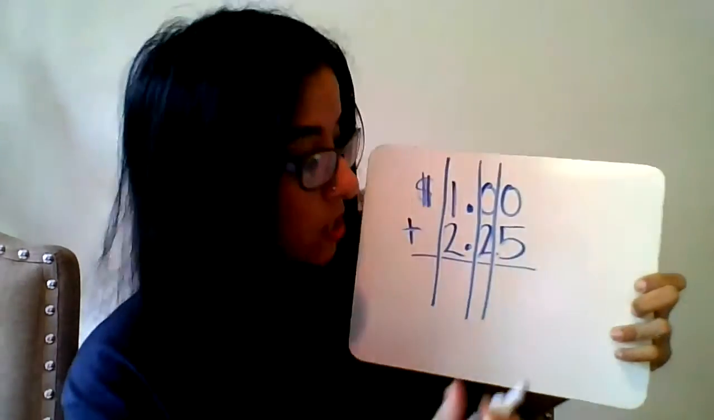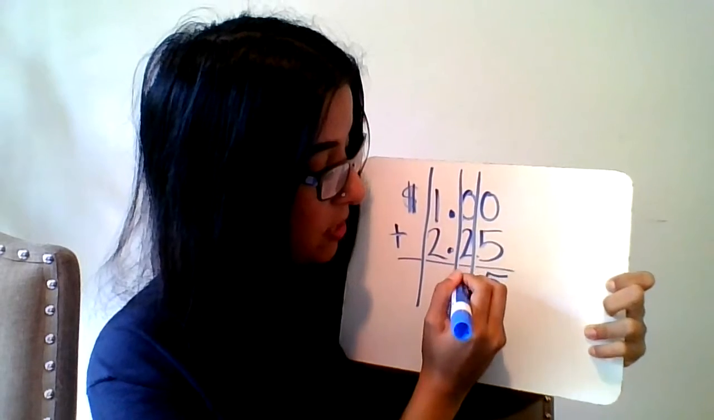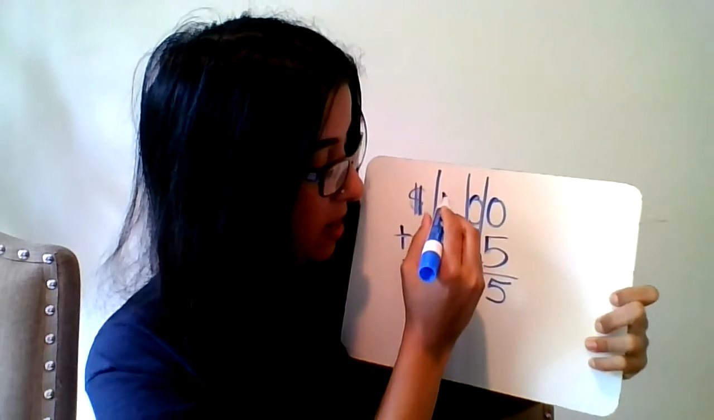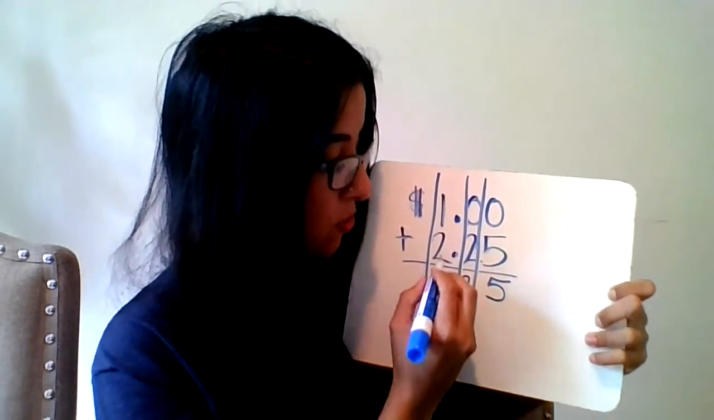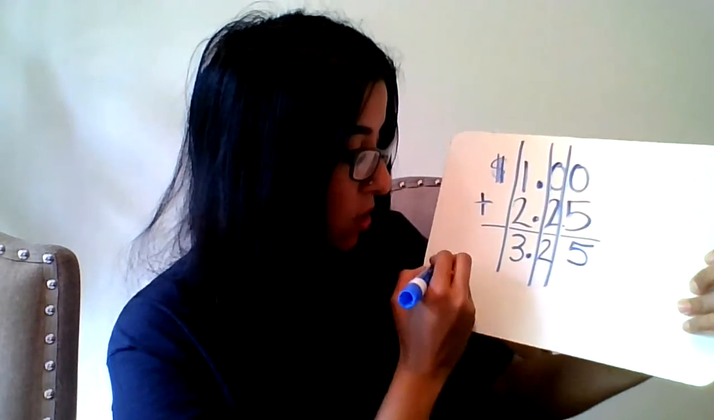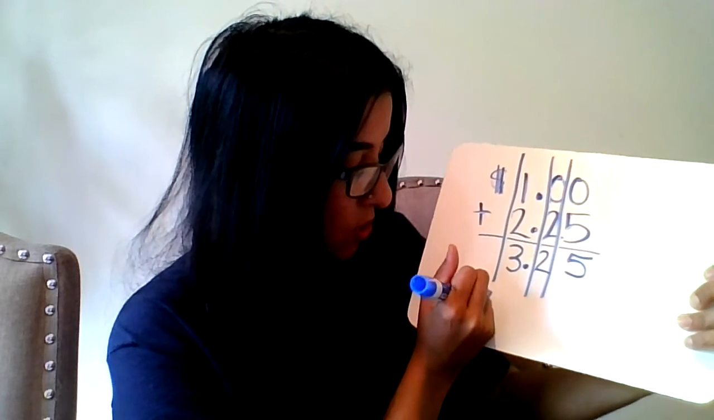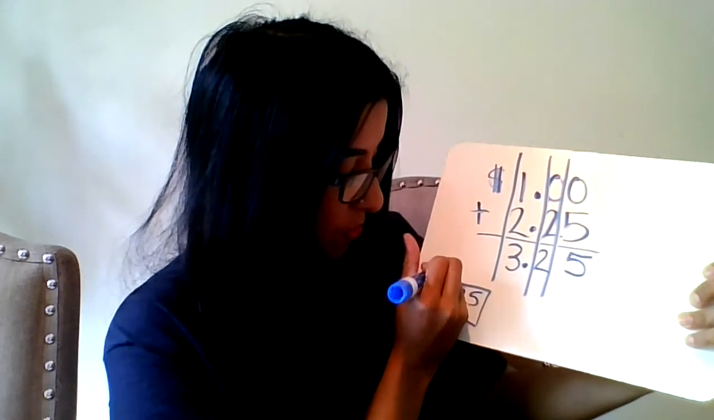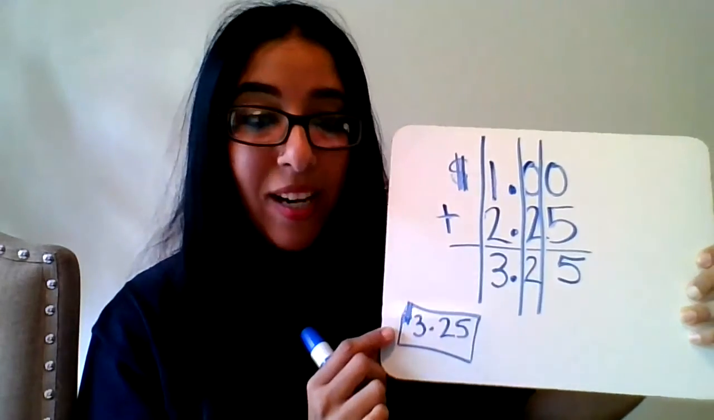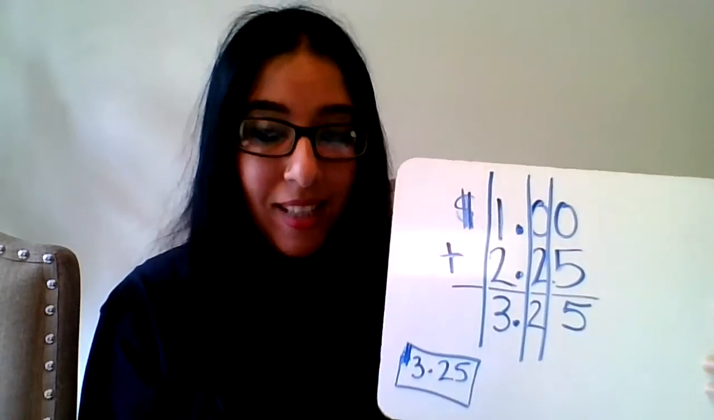So let's go ahead and do this together. I'm going to face this towards you. 0 plus 5 is 5. 0 plus 2 is 2. And 1 plus 2 is 3. And I'm going to go ahead and line up that decimal. So I know I'm going to put this just here so that it's a little bit more clear. I know that he has spent $3.25. Okay, but we need to find out how much he has left.